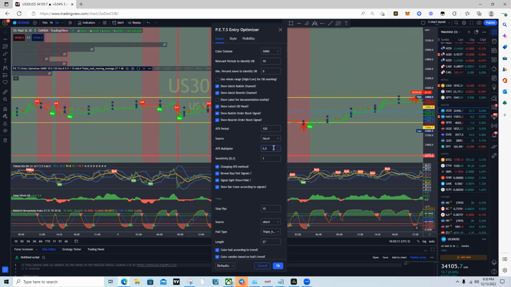So right now mine is at a 5.5, right? If I put it at a 3.0, just look at the boxes, watch how the boxes change. It's going to be more frequent. You want to have it as clean as possible. Notice I went from a 5.5 to a 3.0.